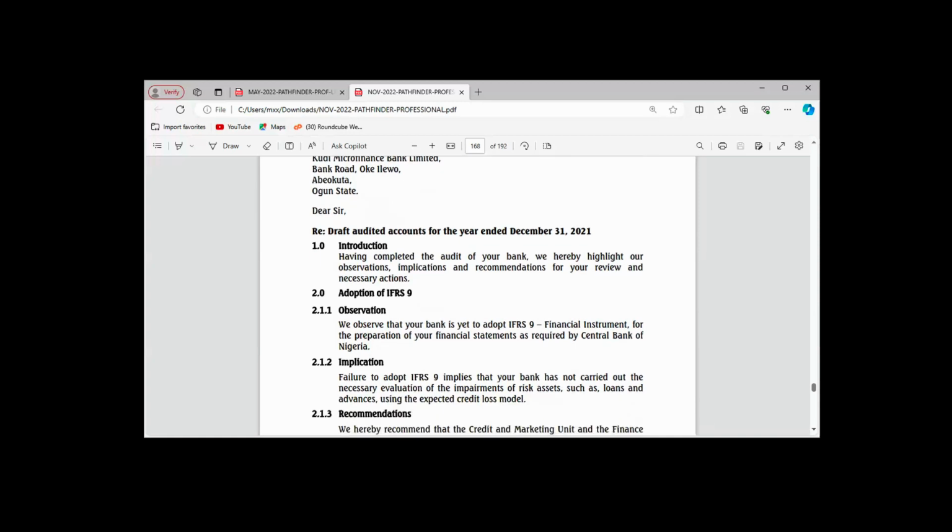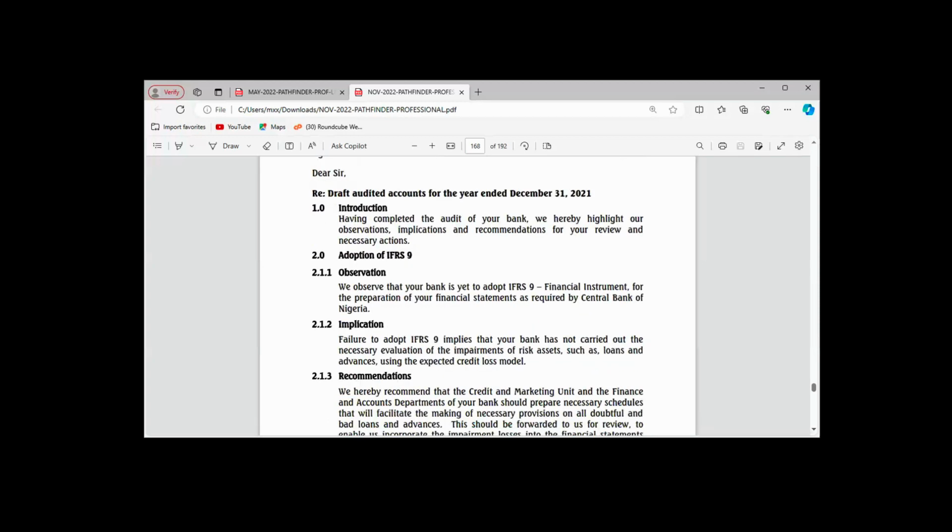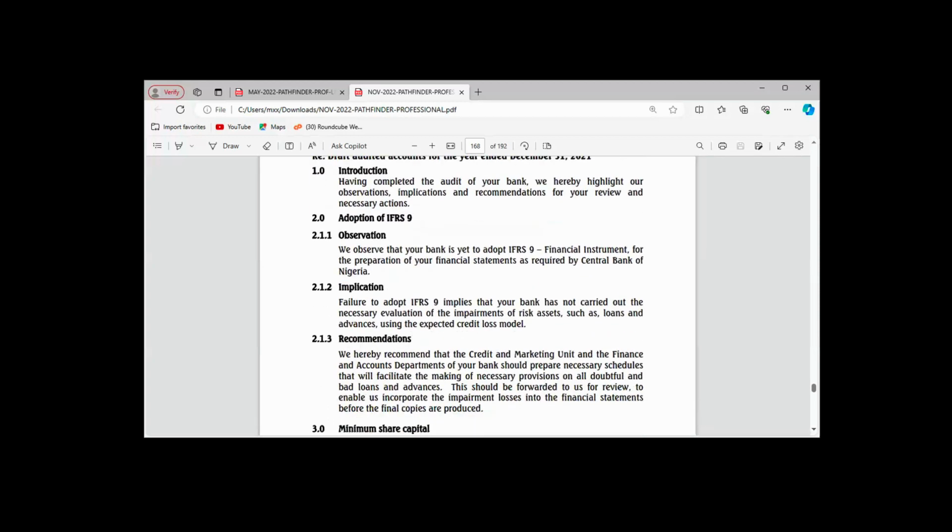Introduction. Having completed the audit of your bank, we hereby highlight our observations, implications, and recommendations for your review and necessary actions. Adoption of IFRS 9. Observation. We observe that your bank is yet to adopt IFRS 9, financial instruments, for the preparation of your financial statements as required by the CBN.